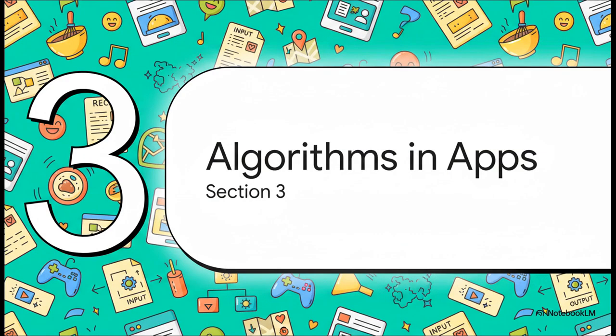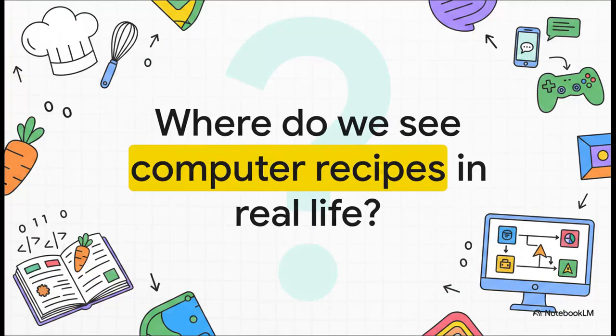Okay, so now we have the rules for a good recipe. So let's move on and find out where these computer recipes are hiding in plain sight, in the apps that you and I use every single day. And here's the amazing thing. You're interacting with dozens, maybe even hundreds of these algorithms every single day, and you probably don't even give it a second thought. So, any guesses where?